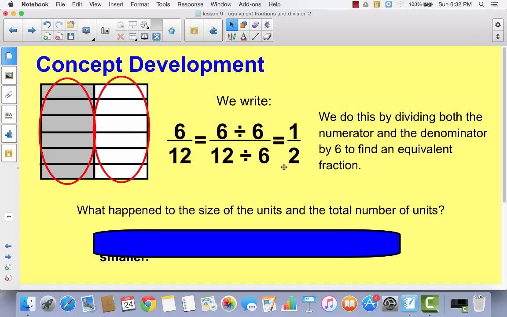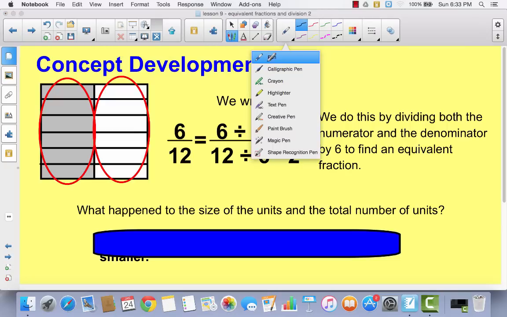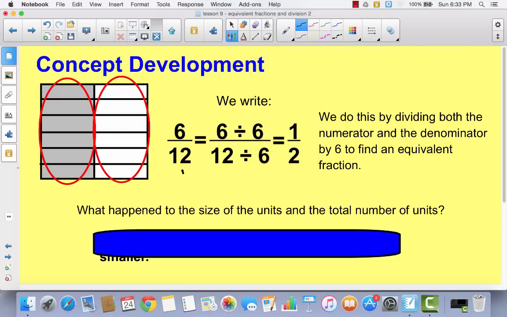Now what we did last lesson was we looked at this in the reverse. We said, okay, well we started with 1/2 and we decomposed it into 12ths. So we had 1/2 is equal to 1/2, and we multiplied the top and the bottom by 6. And that gave us 6/12. So basically we're just doing the inverse, or we're doing the opposite.